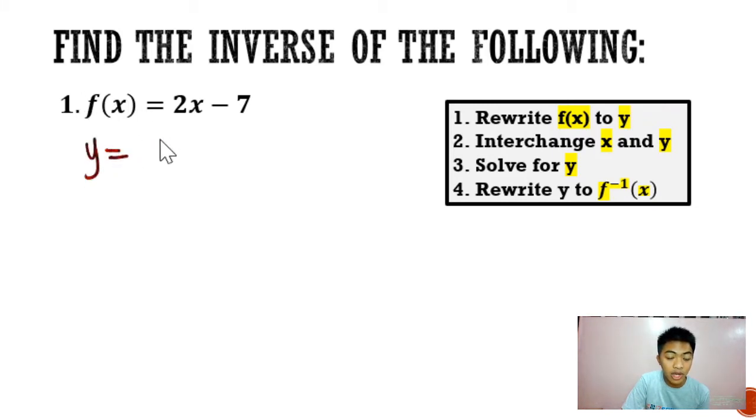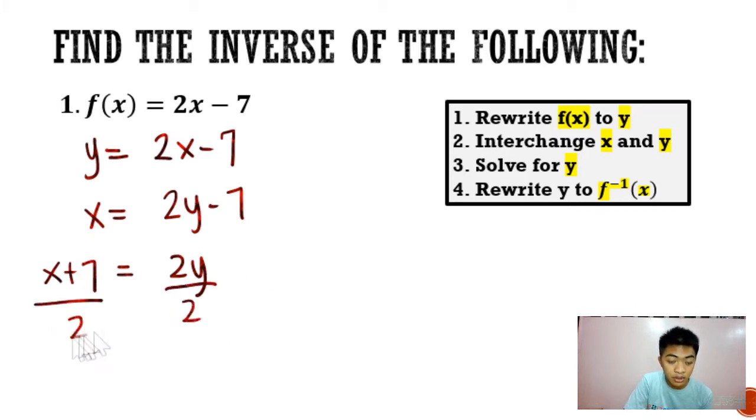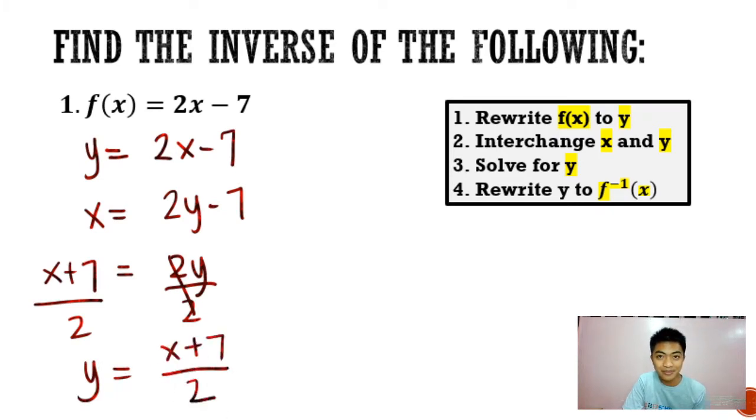Then we are going to copy the function. Next is that you are going to interchange x and y. So yung y palitan ng x and lahat ng x palitan ng y. Okay. And we are going to solve for y. Since we're solving for y, we're going to divide both sides by 2. So y now is equal to x plus 7 over 2.